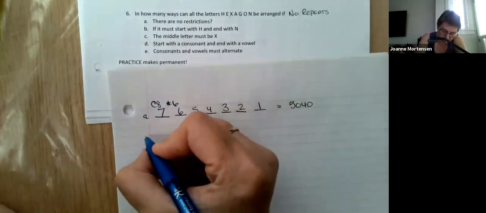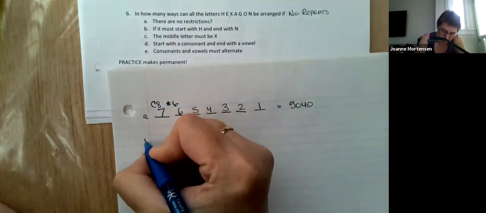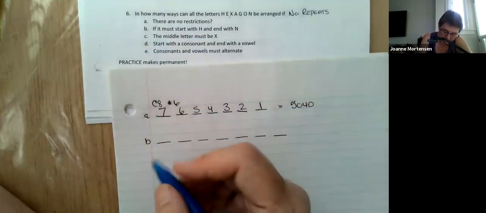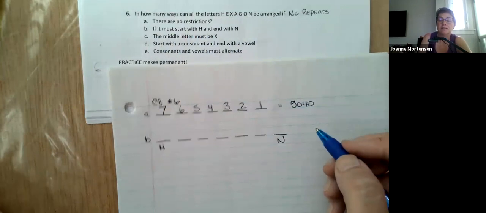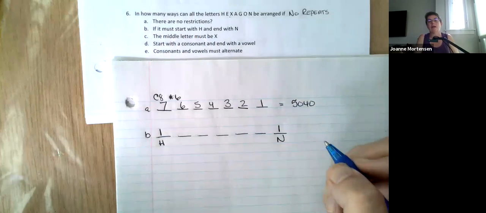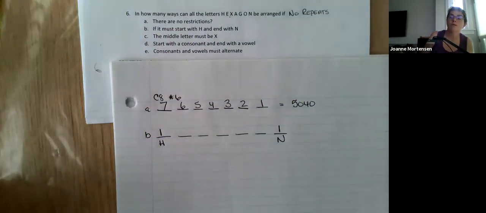Okay, so B, now it's going to start getting fussy. 1, 2, 3, 4, 5, 6, 7. It has to start with an H in my instructions first and end with an N. So in the word hexagon, there's one H and there's one N. And then we've got all the other letters. So all the other letters get stuck in the middle.